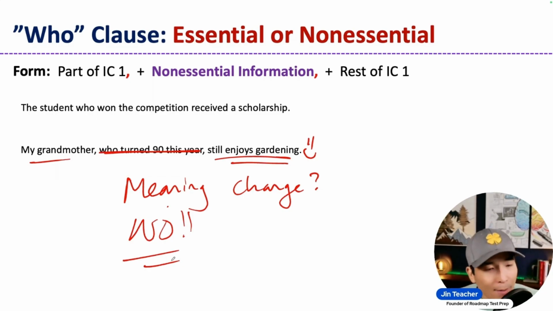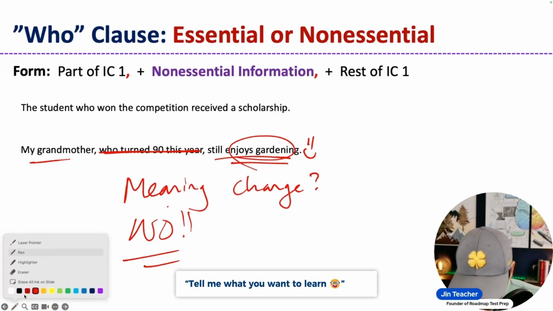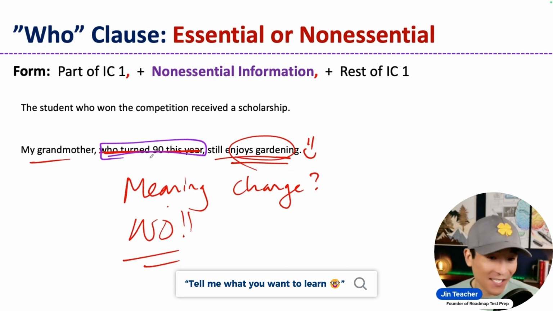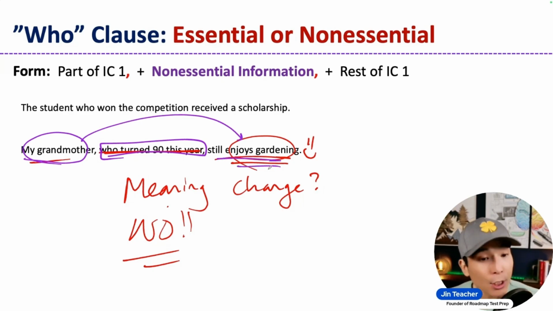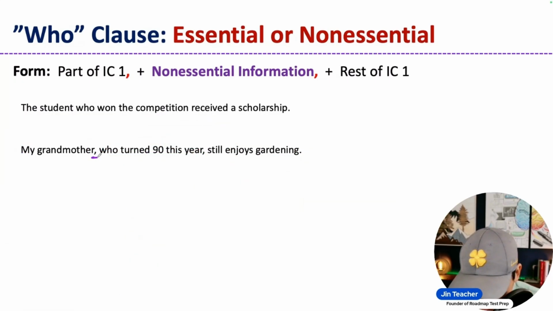Because why? The core meaning of the sentence is that your grandmother loves gardening. So whether or not we know she's 90 years old this year does not matter, okay? Because that does not affect the core meaning of the sentence. The sentence is still clear because you still know who you're talking about. It's my grandmother. There's only one. And we know that the core meaning is that she still enjoys gardening. So this is why we know that this who clause is non-essential here, which is why you notice this comma here, which opens the non-essential clause, and this comma here, which closes the non-essential who clause.